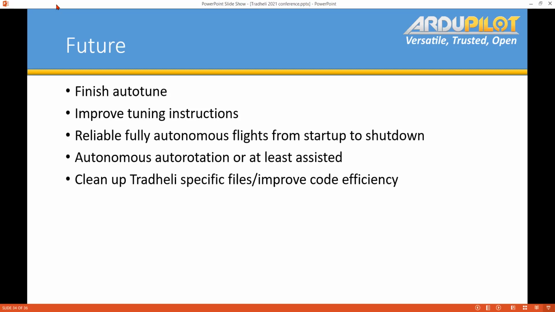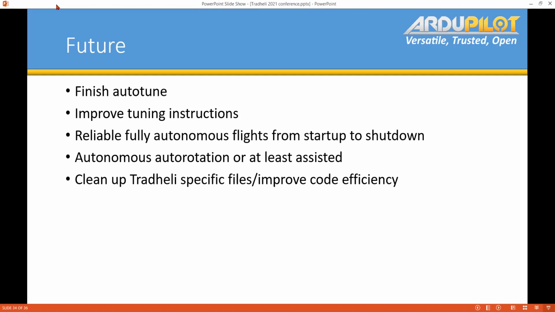Based on what I learned here, I'd like to improve the manual tuning instructions. Then another big thing is getting to reliable, fully autonomous flights from startup to shutdown. It gets to a point where helis can basically invoke auto from armed, with the motors interlock disabled, and let it spool up by itself, do the takeoff, go do its mission, come back, and then shut down after it lands.